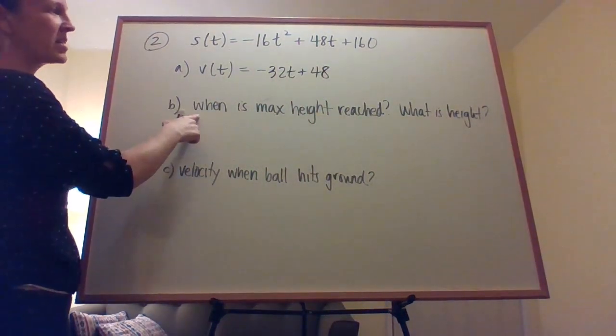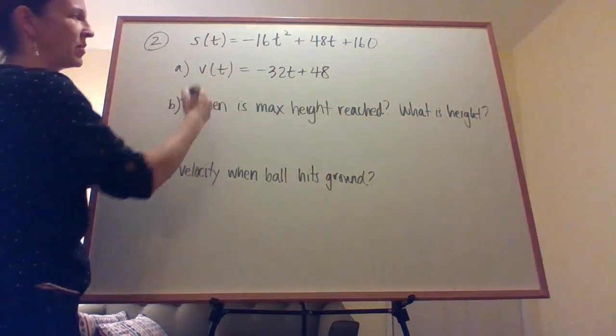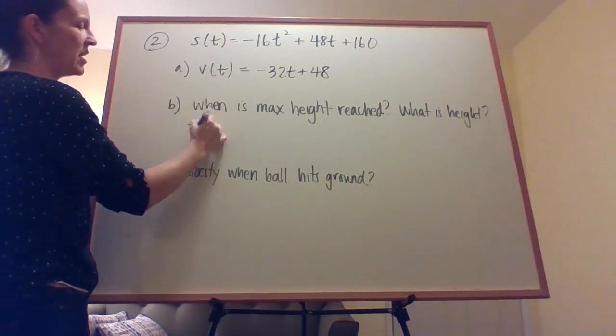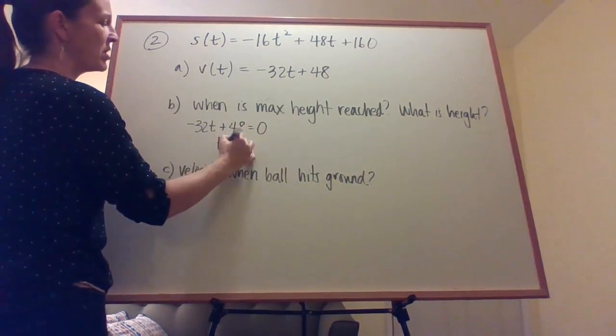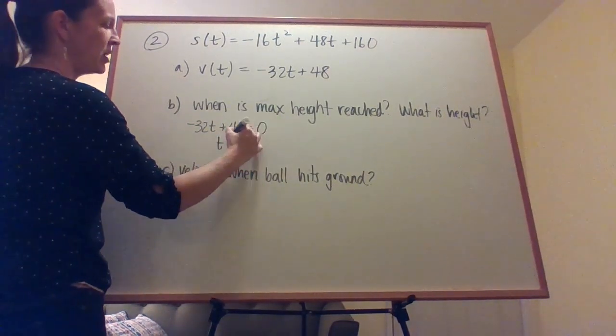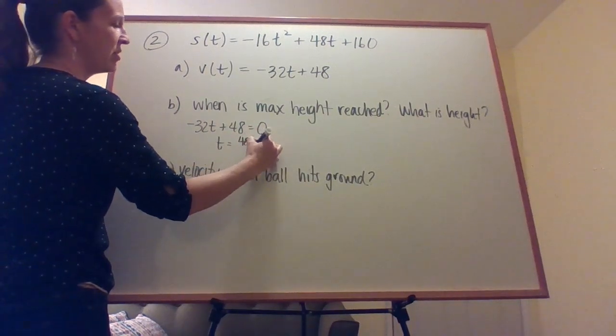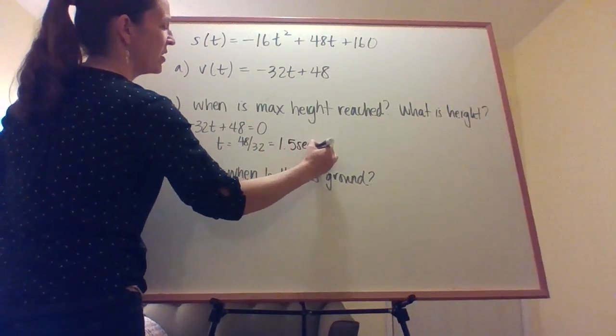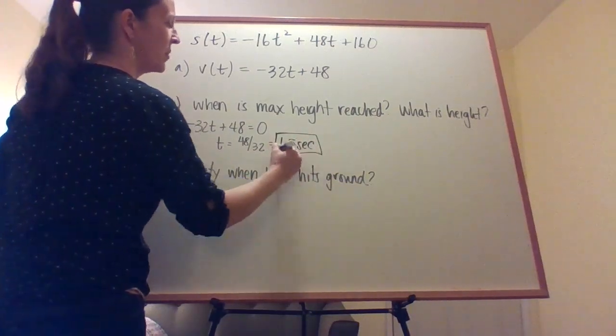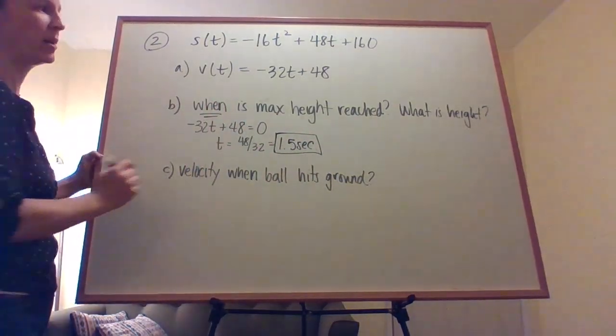Okay. When is the maximum height reached? That's when the velocity is 0. So if I set negative 32t plus 48 equal to 0 and solve, I end up with 48 over 32, or 1.5 seconds. That's when the maximum height was reached.